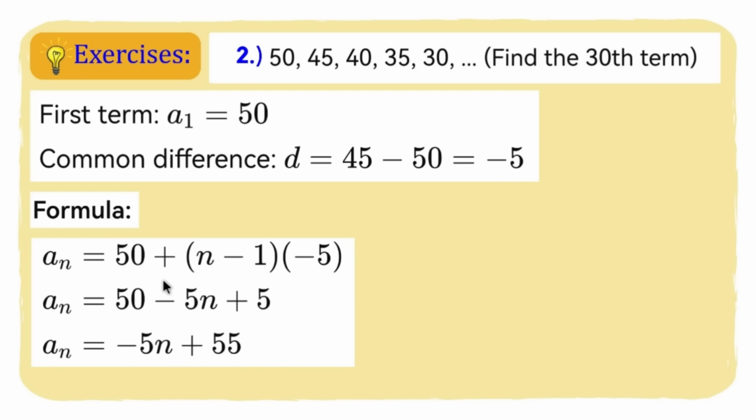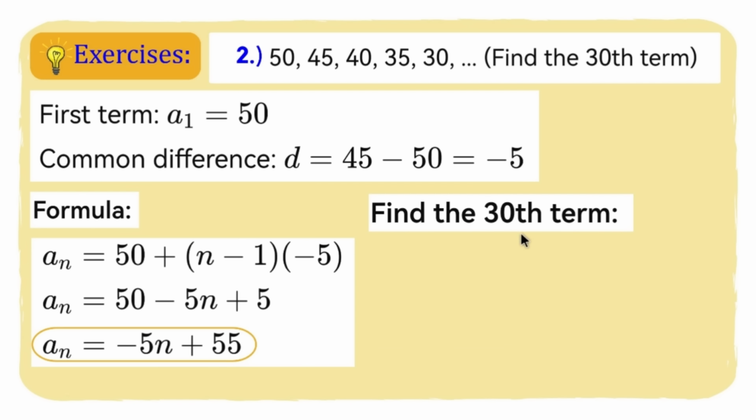So, using the explicit formula, let's substitute. We will have here 50 plus the quantity of n minus 1 times negative 5. Therefore, we will have 50 minus 5n plus 5. Let's combine the constant terms. So we have 50 plus 5, we will get 55. And then we will have negative 5n. So our formula is a sub n is equal to negative 5n plus 55.